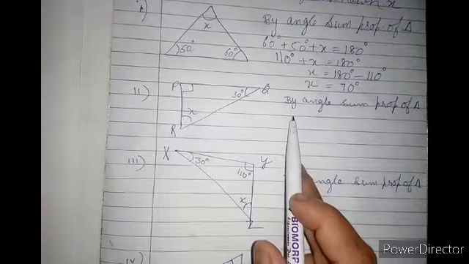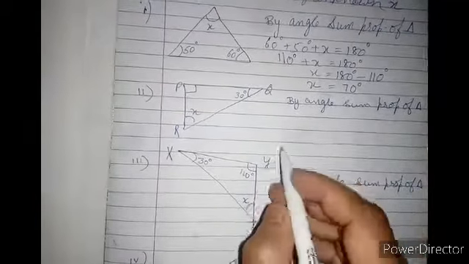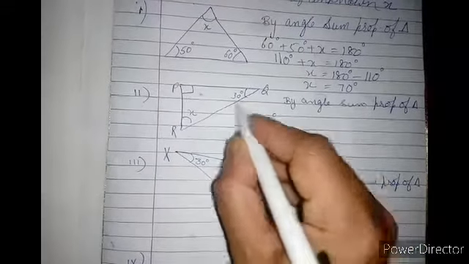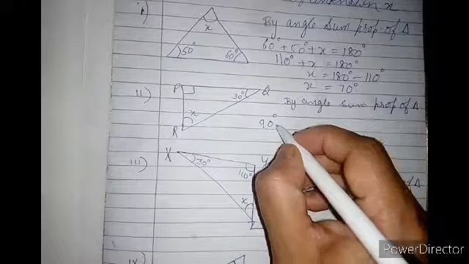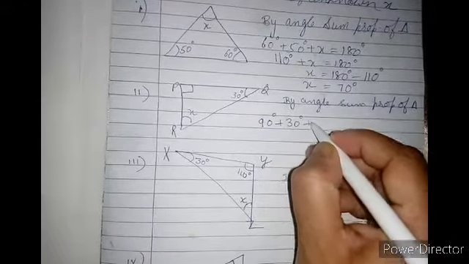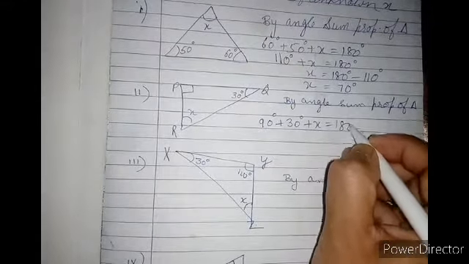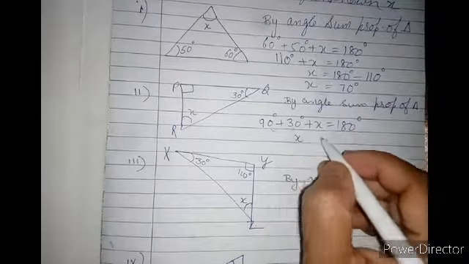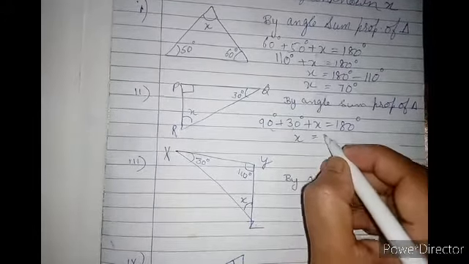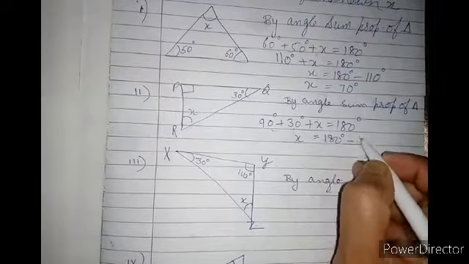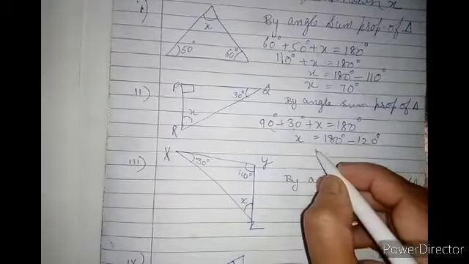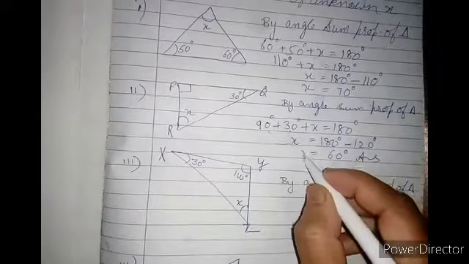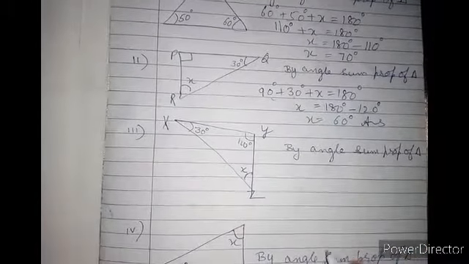Now in second also, by angle sum property you will write, 90 degree. This is of 90 degree. 90 plus 30 plus x is equal to 180 degree. On adding you will get this is 120. So 180 minus 120 is equal to 60 degree is the answer. You get the value of x.